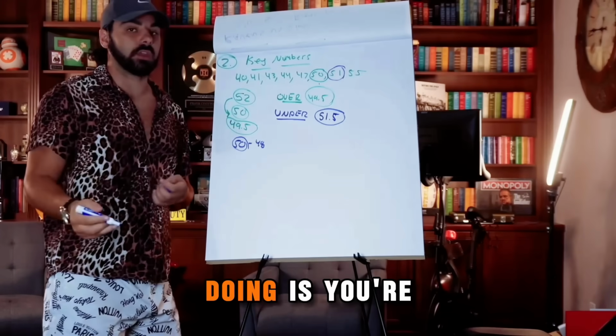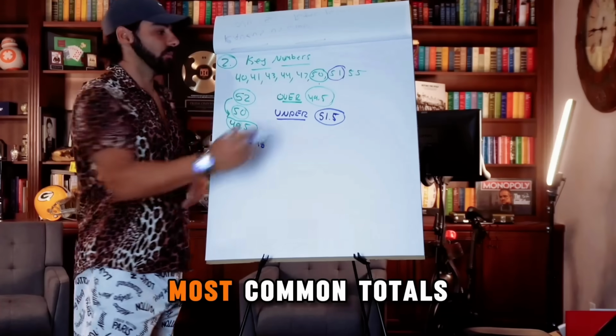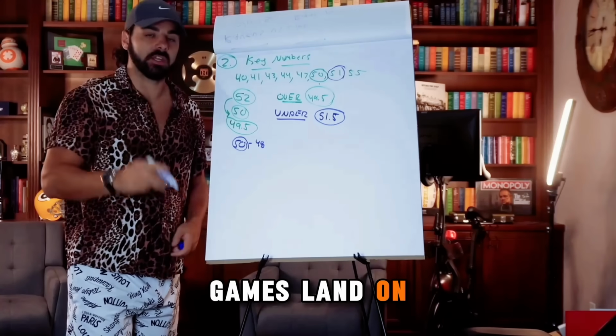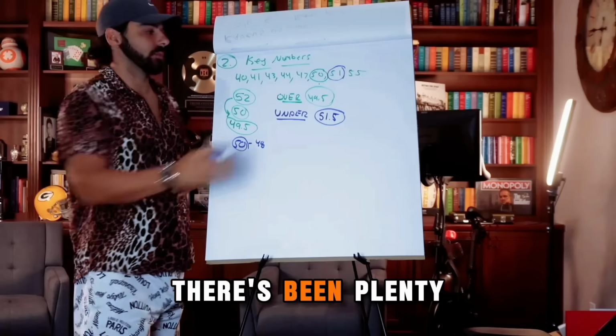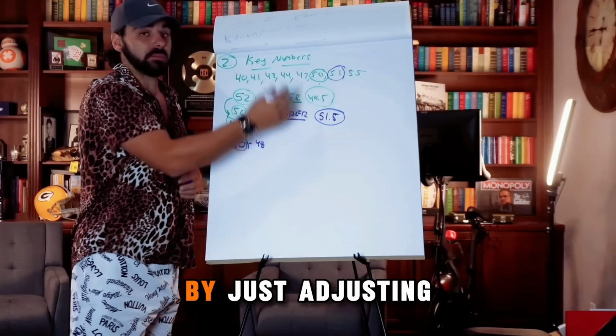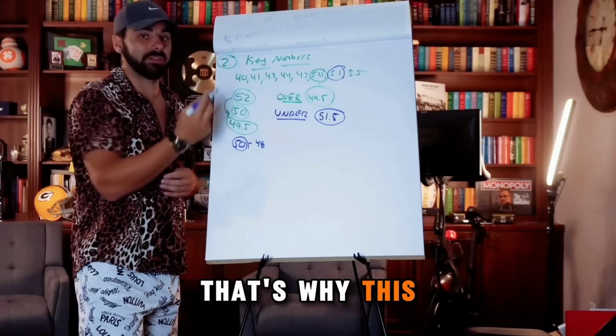So what you're doing is you're buying off and on key numbers. These are the most common totals in the NFL of what the games land on. So you have to buy off and on those numbers to give yourself a chance. There's been plenty of games where I've won on the totals literally by a half a point by just adjusting the number and buying off and on key numbers. That's why this is so important.